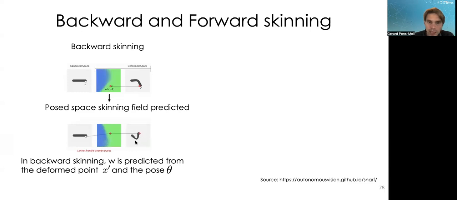When the pose is complicated, the skinning field, this blue and green area, represents the skinning weights learned. When the pose is hard, you see that the canonic point, which should be here at the edge, is not predicted correctly, and it's predicted in the middle of the space. That's when the network is not generalizing, because it's hard to learn for all possible poses what the skinning weights are.